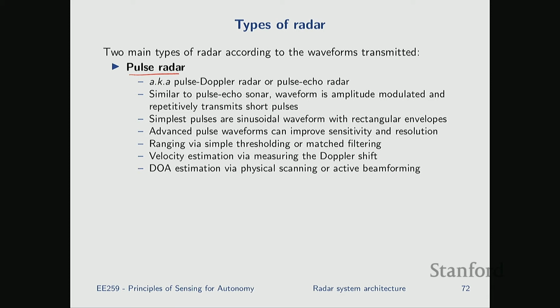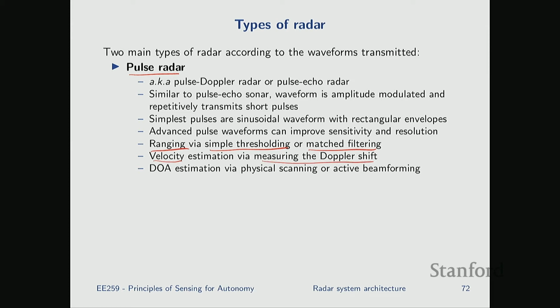Simple ones, more advanced ones. And to do ranging, they either do simple thresholding or matched filtering, exactly like sonar, right? We covered this in detail when we were talking about sonar. These can also do velocity estimation by measuring that Doppler shift, and we'll talk more about this.